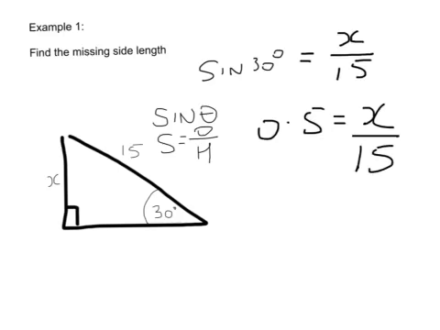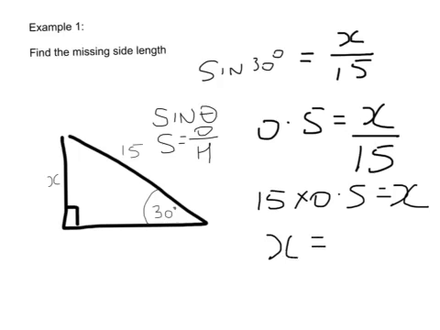Now, of course, to isolate the x, I'm going to have to do something to the 15. The opposite of dividing is to multiply. Multiply both sides by 15. So 15 times 0.5 equals x. So x equals 7.5. Alright, so I found out the missing side length, x. Of course, once I've got those two side lengths, it's just a matter of using Pythagoras' theorem to work out the third side length if I need to, or using another trig function.